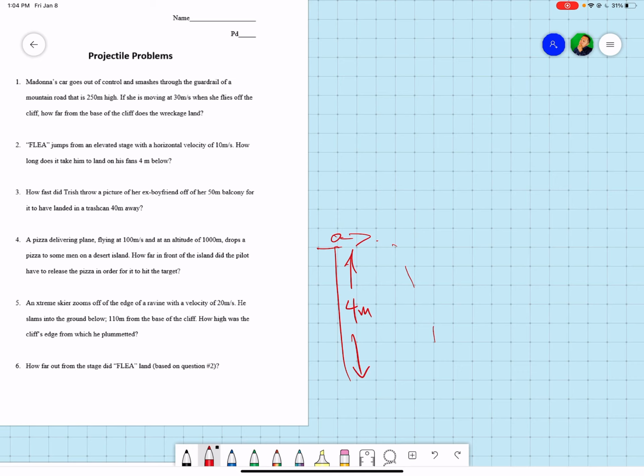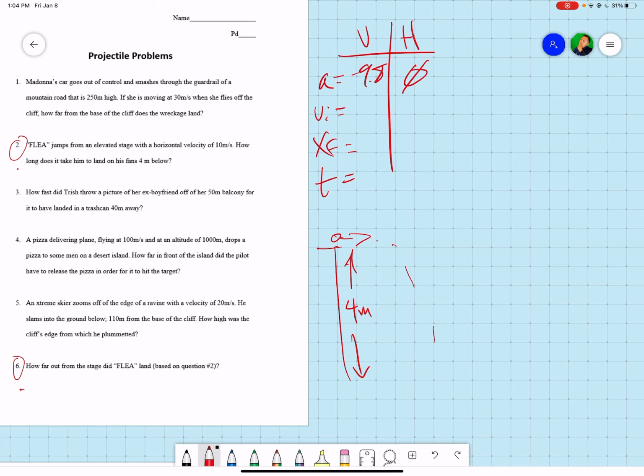Now, question number 2 and question number 6 are actually together. This is step 1 of a Madonna problem. This is step 2. So first thing is we're going to have to list our givens, right? And we got vertical, horizontal, acceleration, initial velocity, final position, and time. Okay, so acceleration is always negative 9.8. Horizontally, it's 0.